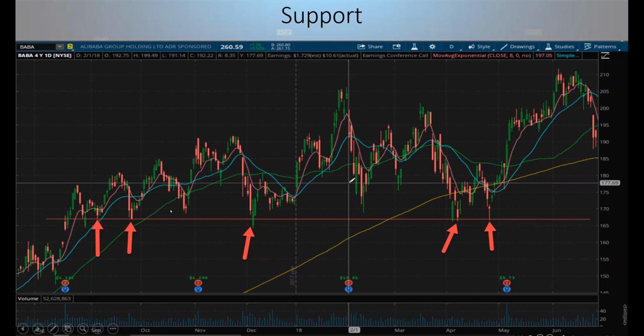And the great thing about support is you're going to get buyers to come back in again, because that's what support is. It's a buying zone, or a demand zone. So you know that people are going to come right back in and start pushing price back up. And boom, you're back up here.